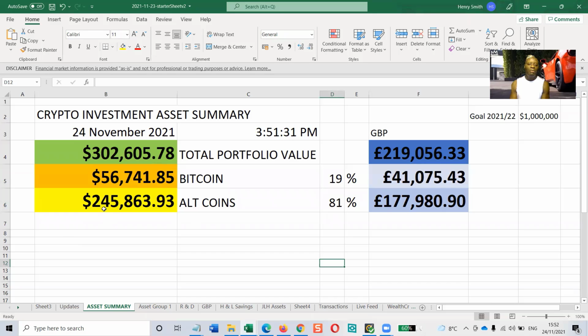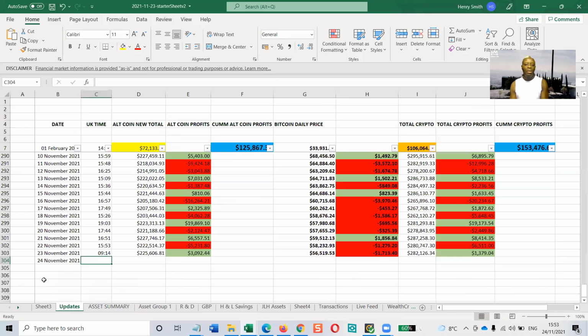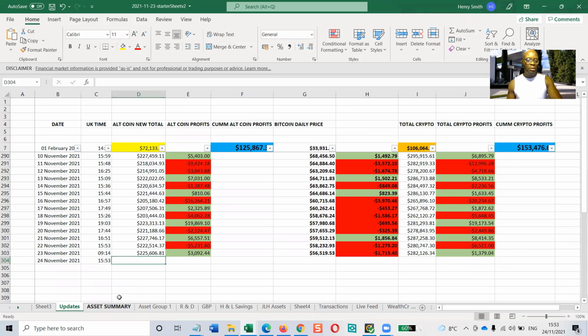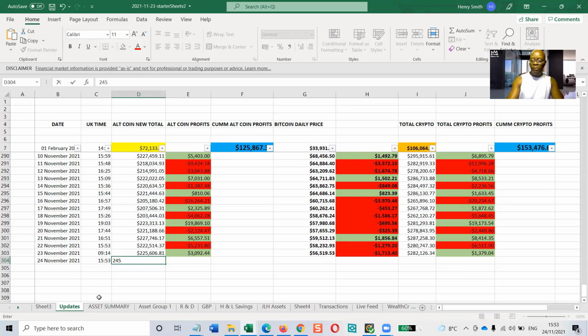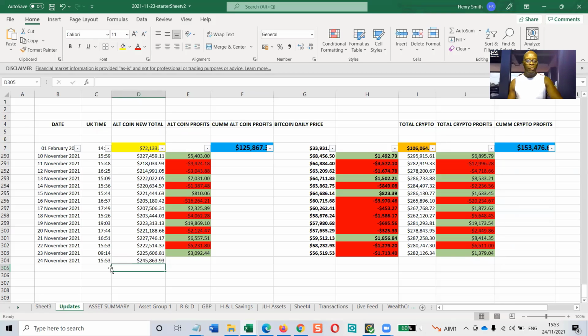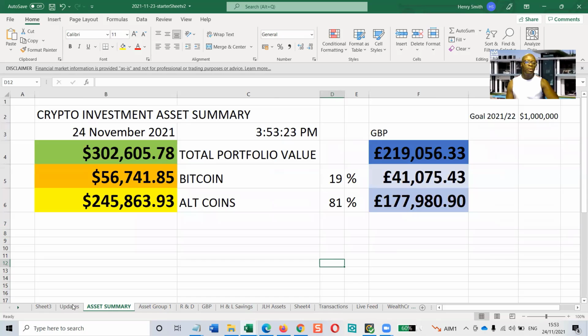The figure I want is this figure here, 245,863.93. Let me double check that: 245,863.93. Is that right? 86, that's perfect, great.